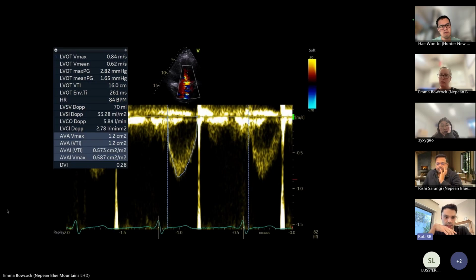And then the LVOT VTI is 16, with a dimensionless index of 0.28, and so I don't believe the aortic valve area that it's given us. I think that's from the flow acceleration that we've talked about. If we were to trace it in planimetry, it wouldn't be 1.2 centimeters squared. I think this is probably just using the continuity equation and that increased velocity from what I suspect is a supravalvular problem. And again, the dimensionless index is not going to be used to grade severity.